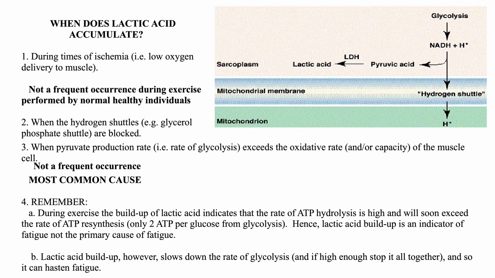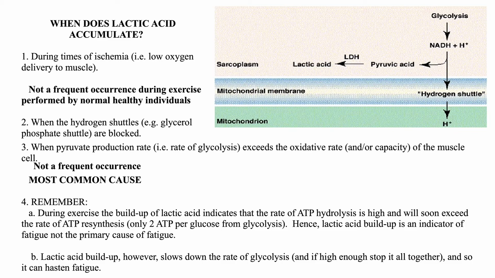This is the original thought of why lactic acid was accumulating. They thought it was during times of ischemia, so low oxygen delivery to the muscle. Not a frequent occurrence in exercise, especially by normal, healthy individuals. We never really, with healthy individuals, get below critical level for oxygen. And so they thought there's low oxygen, so therefore the glycolysis system is working super high because of low oxygen. Nope, that's not it.